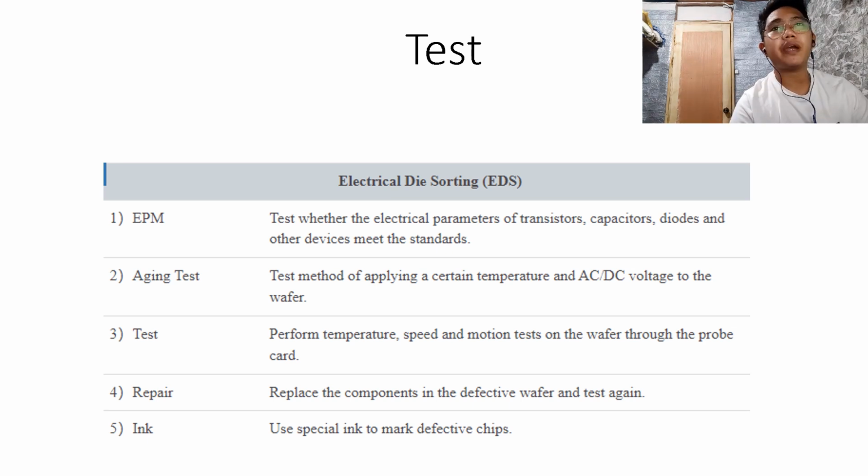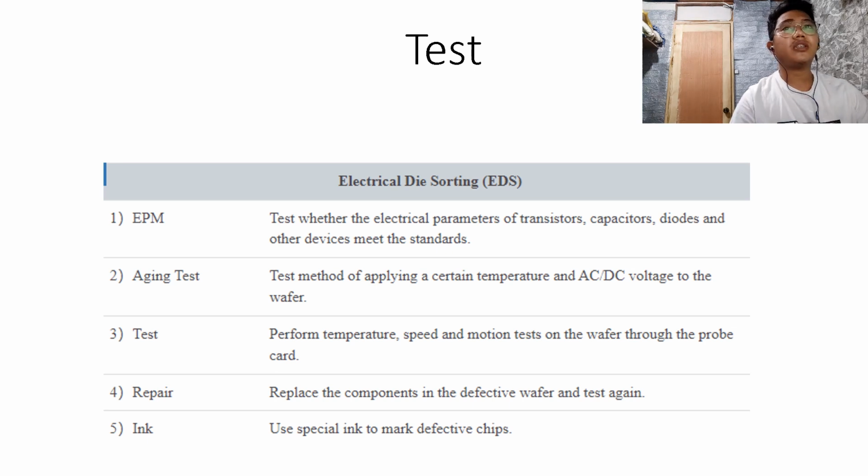And these are EPM, aging test, parameter test, repair, and ink. These are the electrical die sorting steps. So first is the EPM. It is the first step in semiconductor chip testing. This step will test every device, including transistors, capacitors, diodes, and the semiconductor's integrated circuits, to ensure that its electrical parameters meet the standards. So we test all the transistors, capacitors, diodes, and other devices to see whether they are within standards.